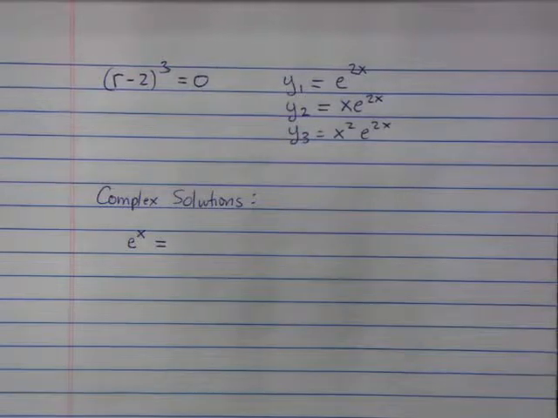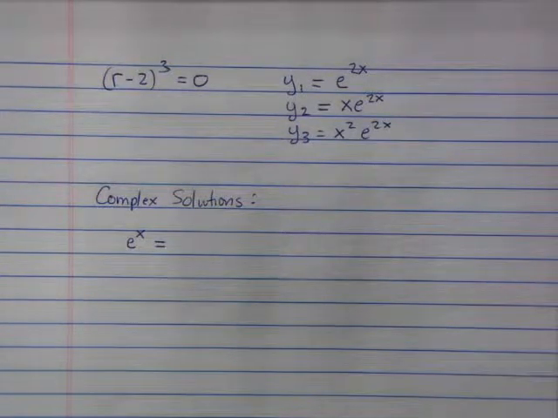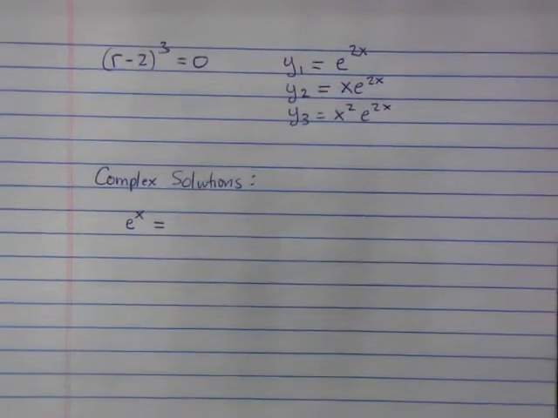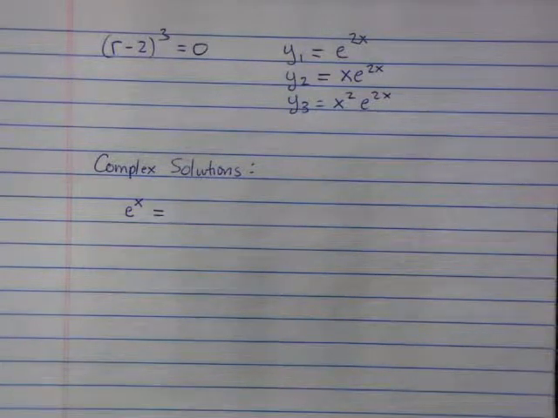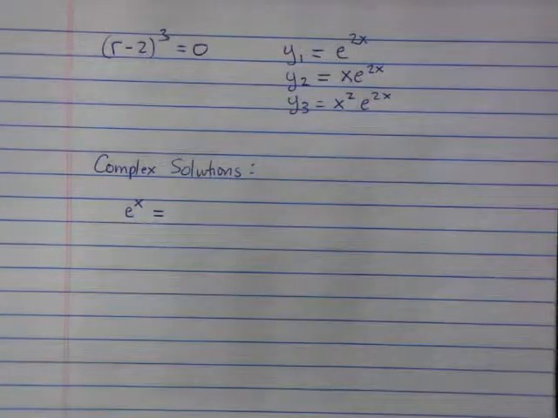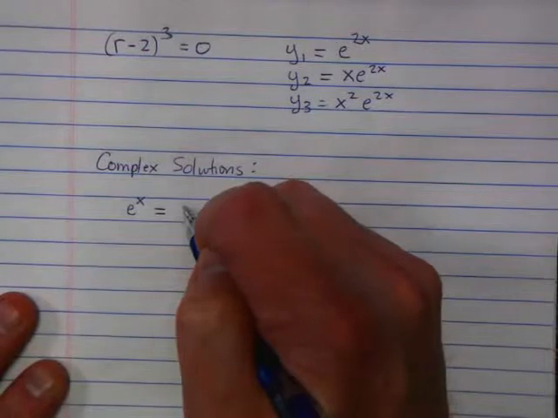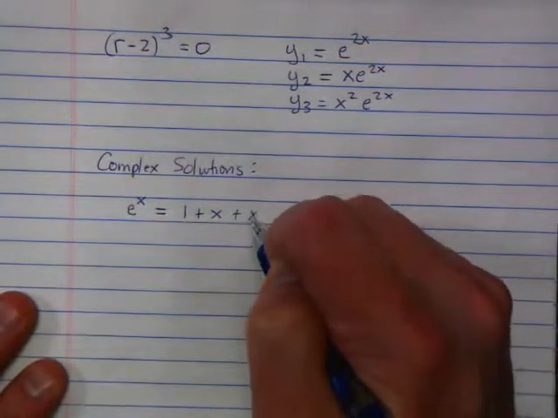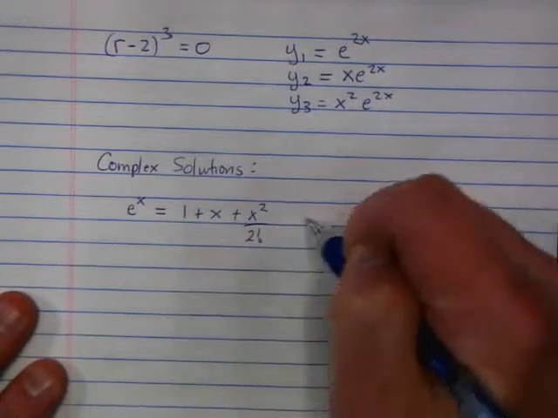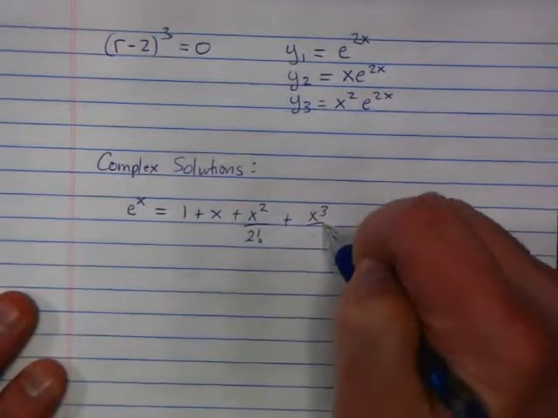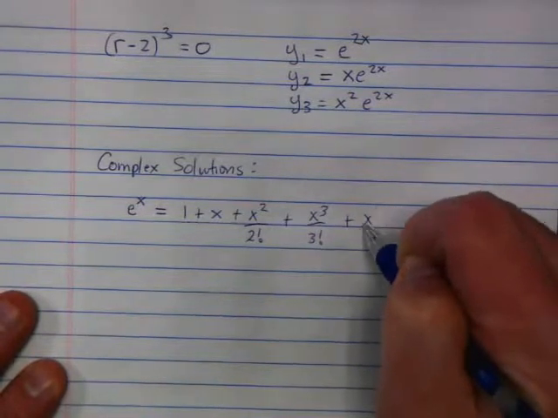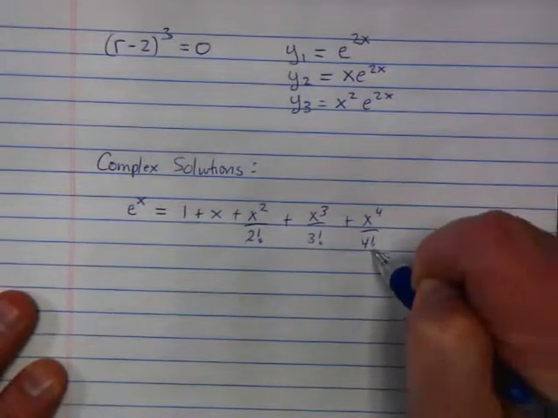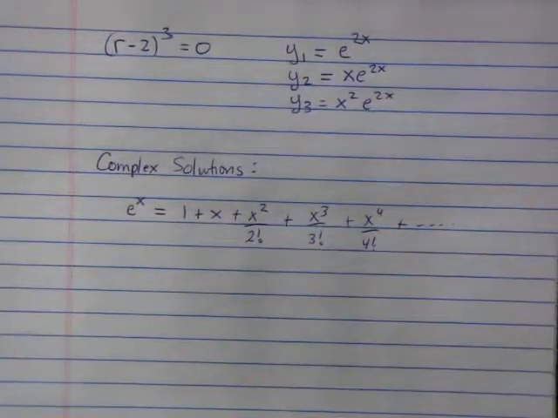Wasn't it the series expansion of sine of x plus cosine of x with the difference of imaginary number? Or was that something else? You're close. What I was just looking for was e to the x. Our series expansion was 1 plus x plus x squared over 2 factorial plus x cubed over 3 factorial plus x to the 4th over 4 factorial, and I continue on forever.